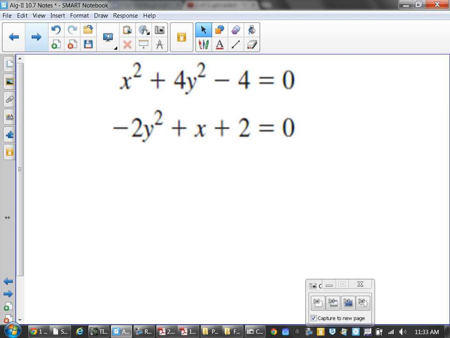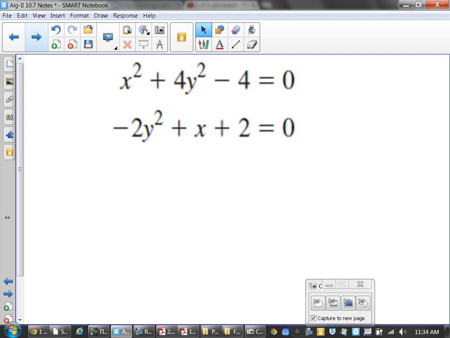Now, in this case here, there's a little trick going on. What I want you to notice is that you've got x squared and y squared in the first one, a y squared in the second, but a single value of x. Everybody see that?